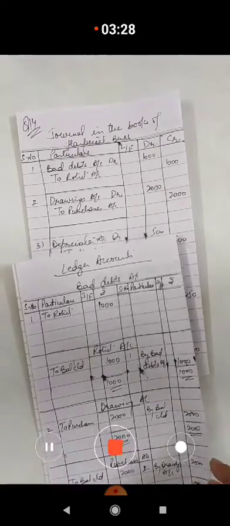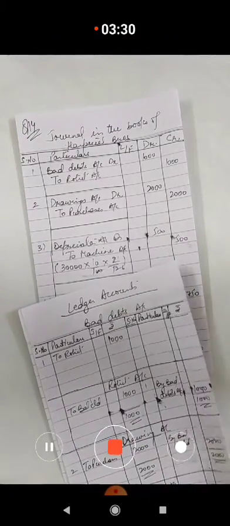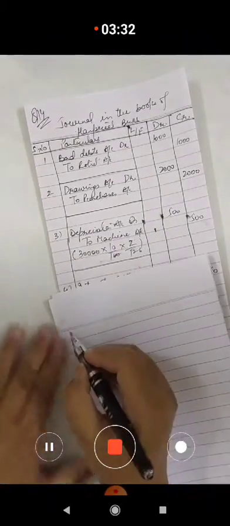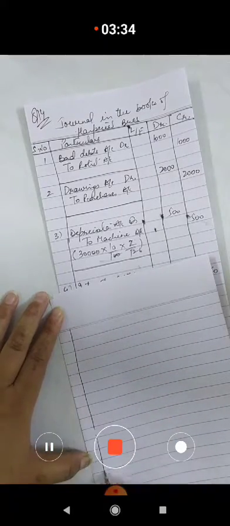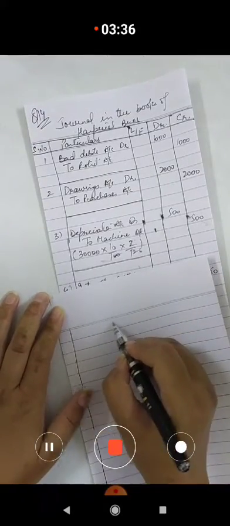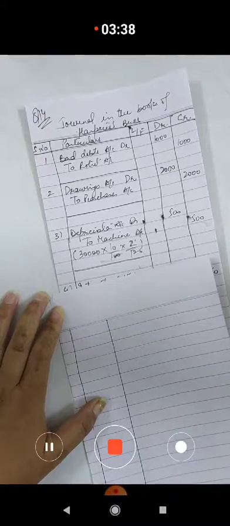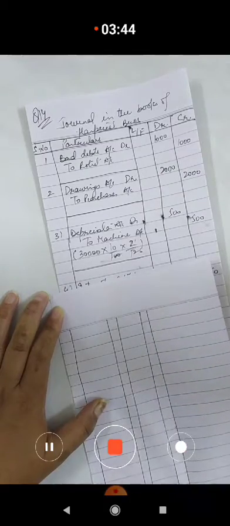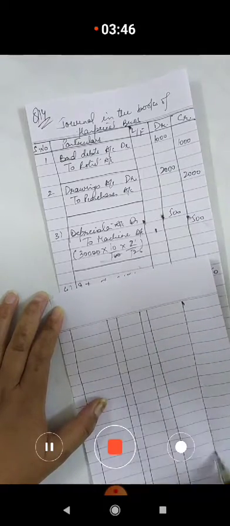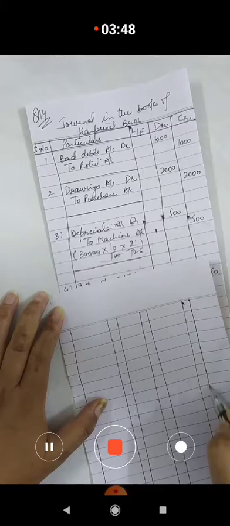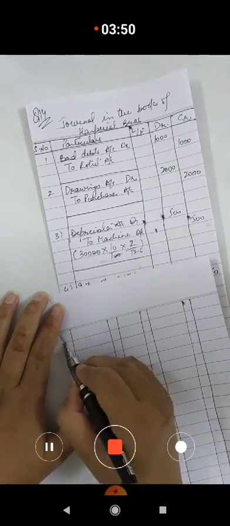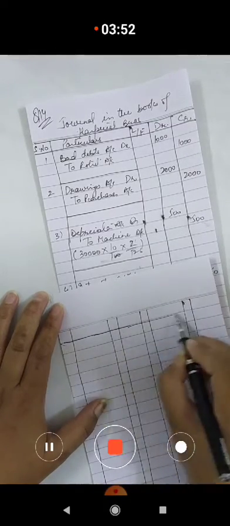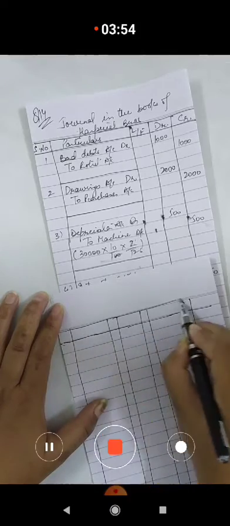Then again make the format on your full page like this. By doing this you can save your time, and no entry can be left behind. None of your entries will be missed.